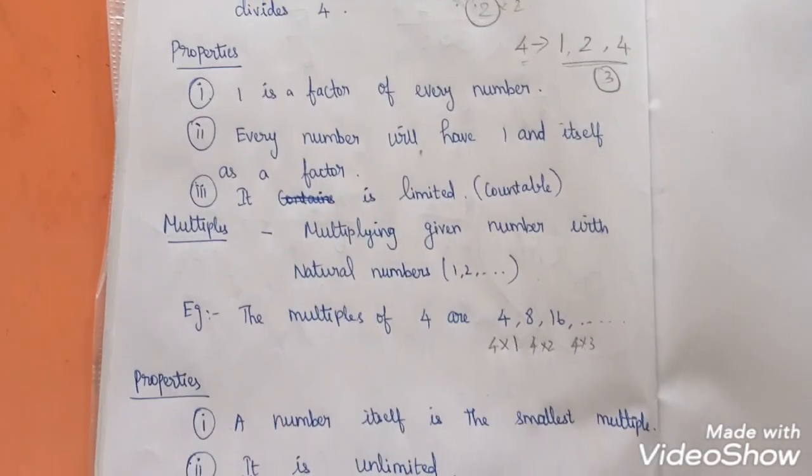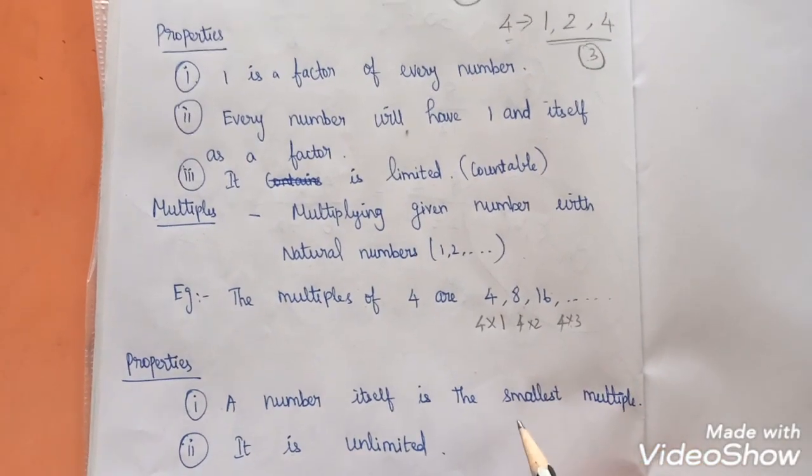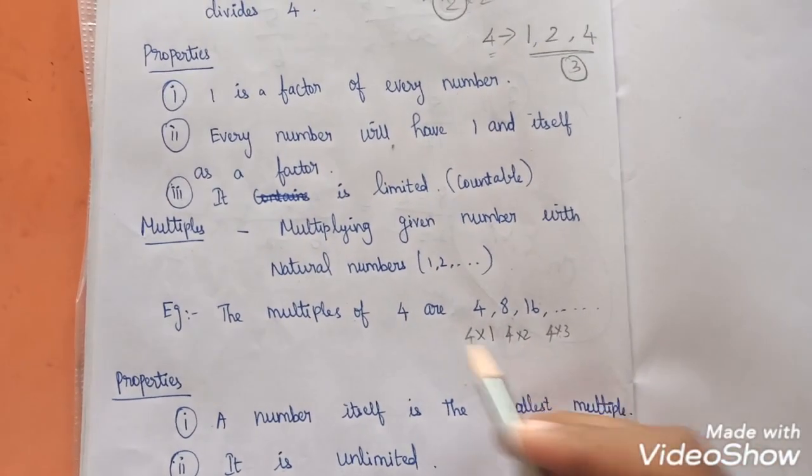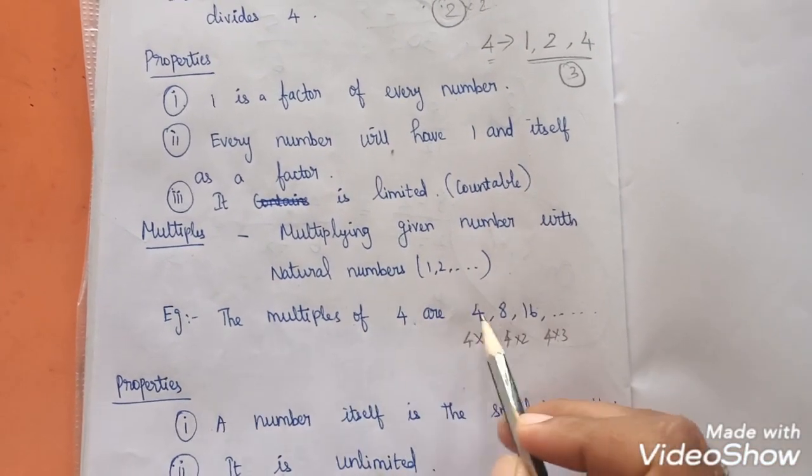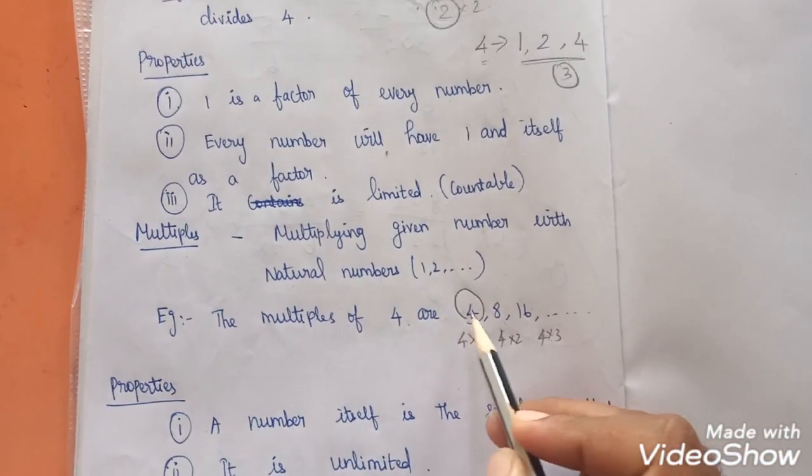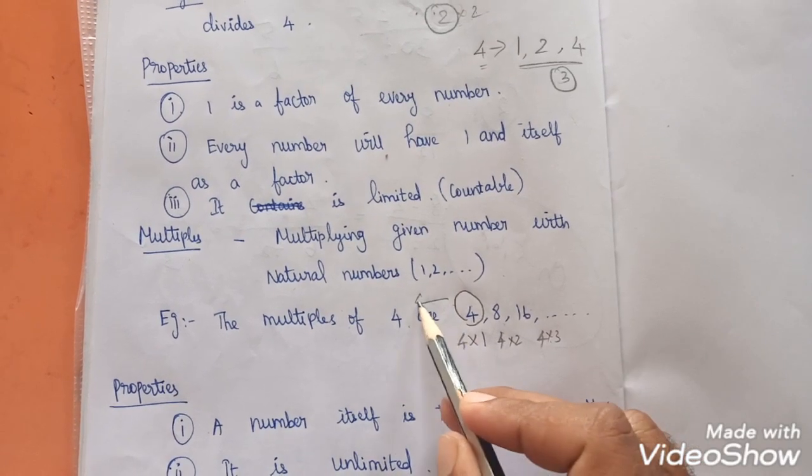So let me see the properties. The first property is the number itself is the smallest multiple. Look here. The multiples of 4 start with 4. The starting number is the number itself. It will be the smallest multiple.